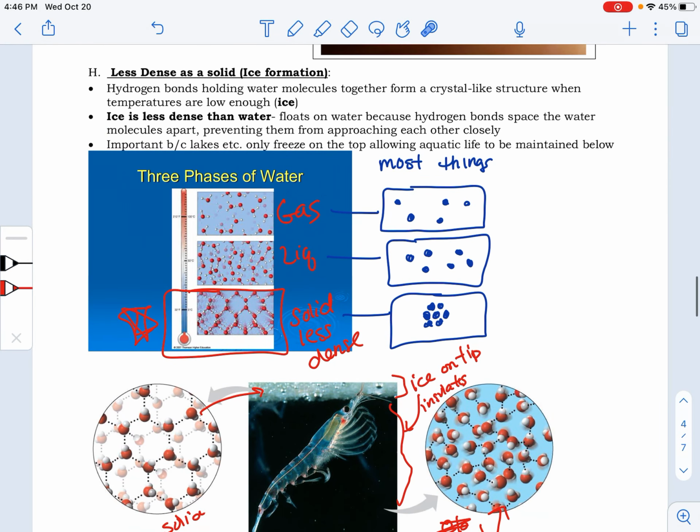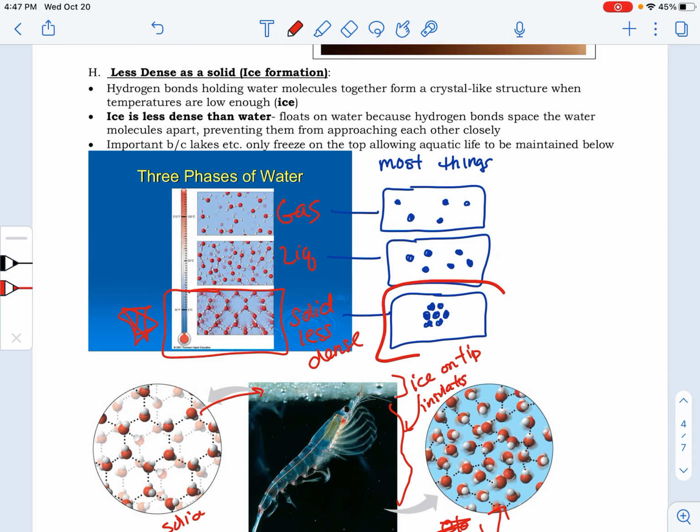Also, the last one is that water is uniquely less dense as a solid, okay? Ice is less dense. Ice is solid water. It'll float, okay? Now, this is different. Let's look at the phases. I know you've all had this. For most things, you have your three states of matter: gas, liquid, solid, right? And the molecules get closer together as you go from a gas to a liquid, then to a solid.